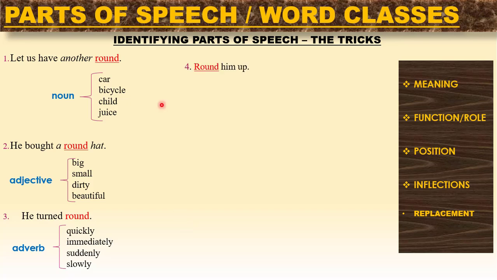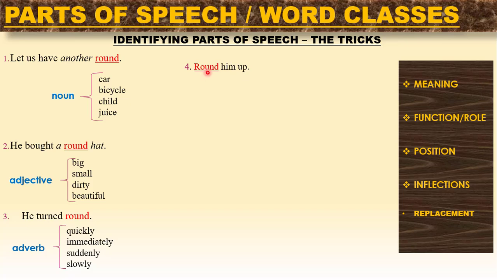Now the fourth one, round him up. We have the same word coming here for the fourth time. What word class will be this one? Round him up. Here, it is playing the role of an action. It is telling us what should be done.